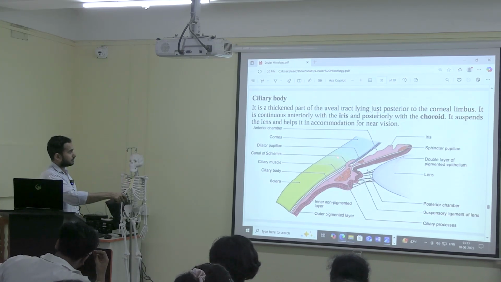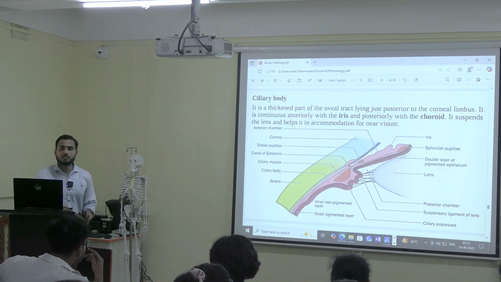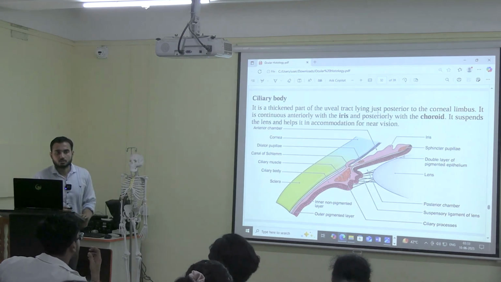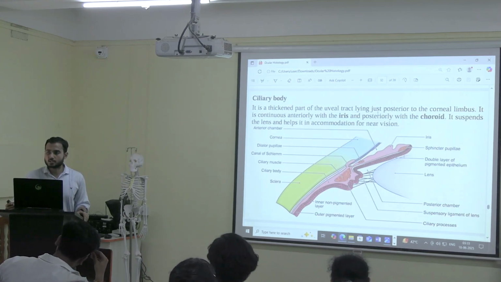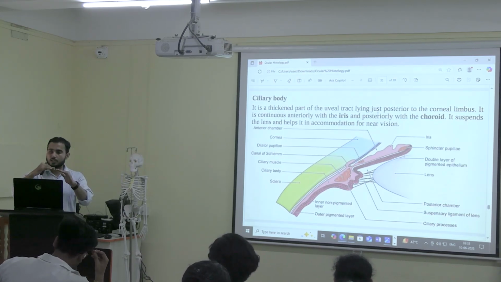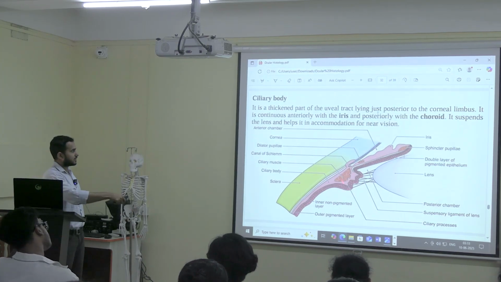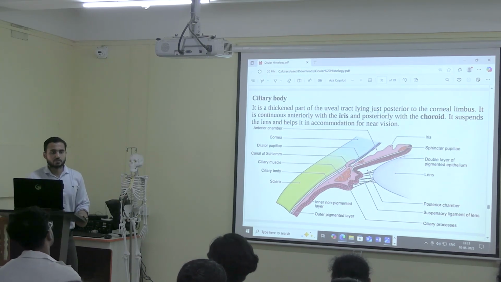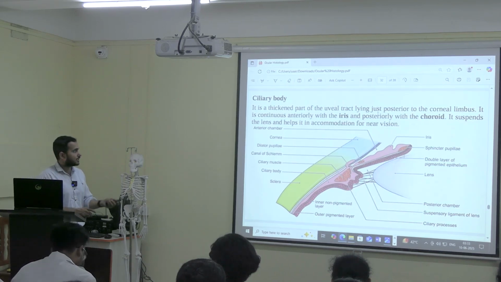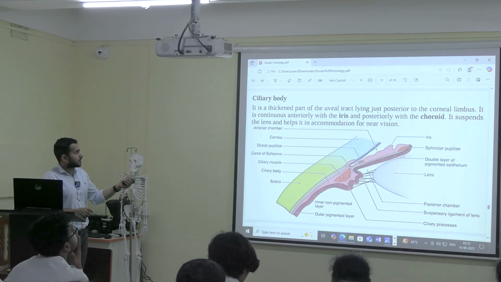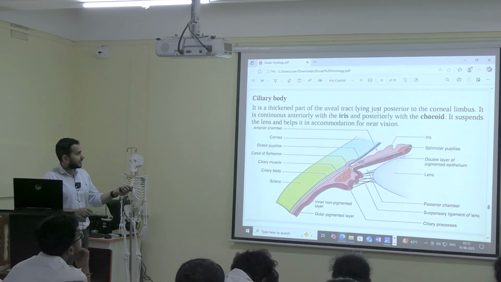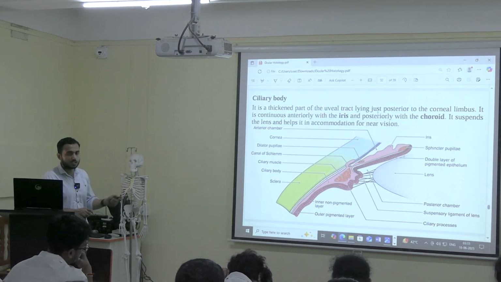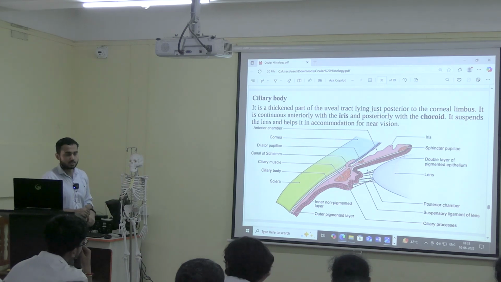Now, if you see the location, it is lying just posterior to the corneal limbus. What is the corneal limbus? The sclerocorneal junction, or limbus, the junction between the sclera and the cornea. Just posterior to it you can see we are getting the ciliary body. This is the location of the ciliary body. It continues anteriorly with the iris. This is anterior, this is posterior. Anteriorly we get the iris, posteriorly we get the choroid which we studied just now.